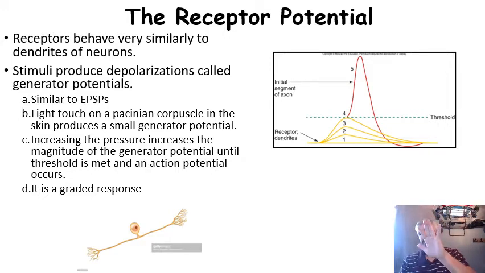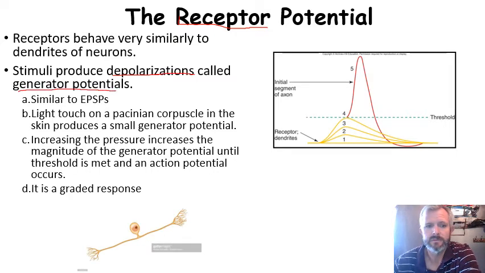Okay, so how do we do this? If you remember our neurotransmitters and our nervous system, we'd have ligand-gated ion channels that would elicit an excitatory response. Instead, our stimulus is eliciting an excitatory response in our receptors to stimulate our sensory neuron. These depolarizations elicited by stimuli are called generator potentials, similar to what we say for excitatory postsynaptic potentials.